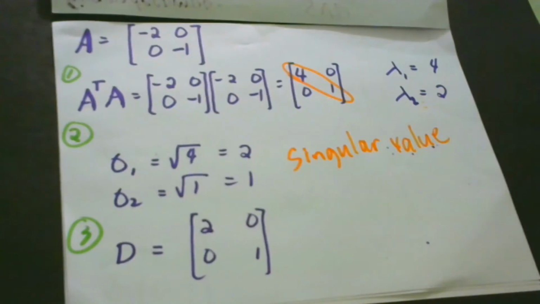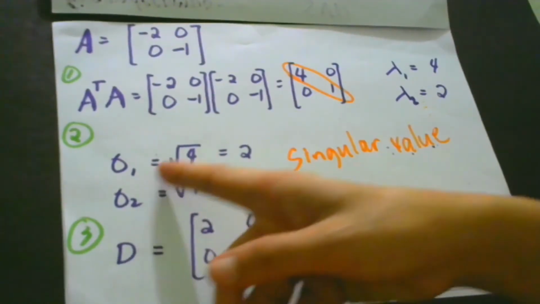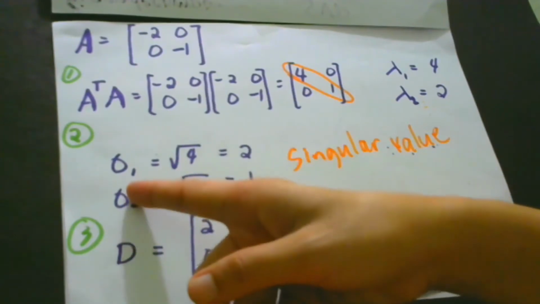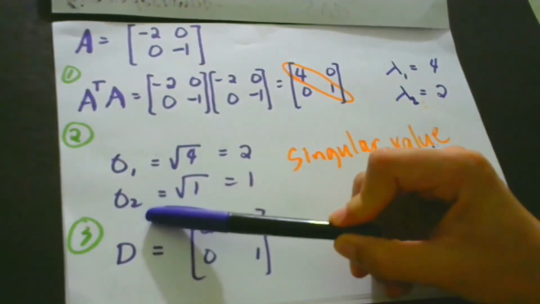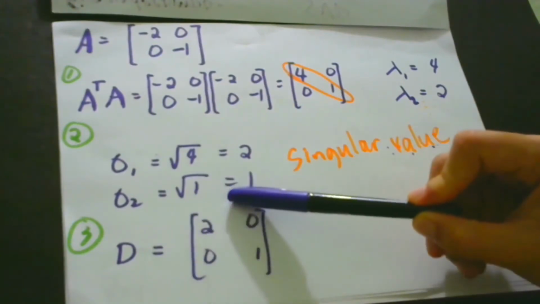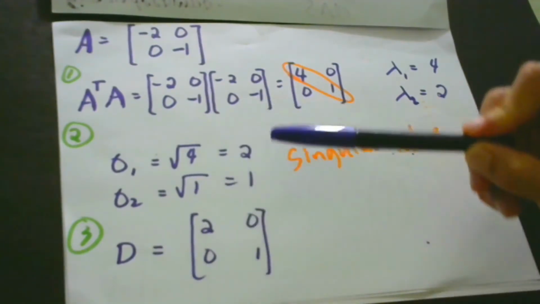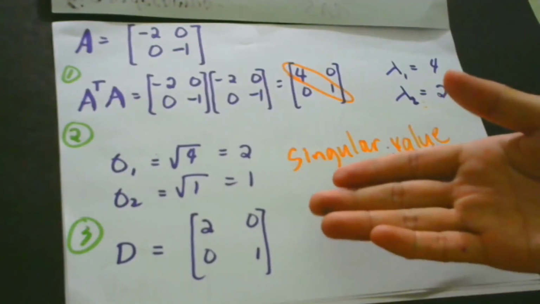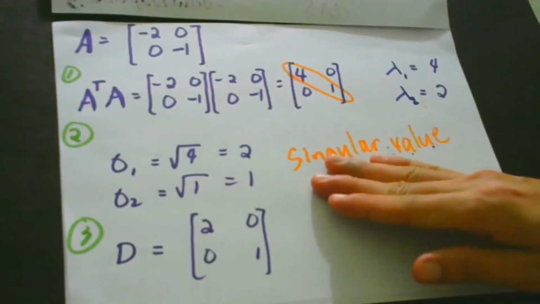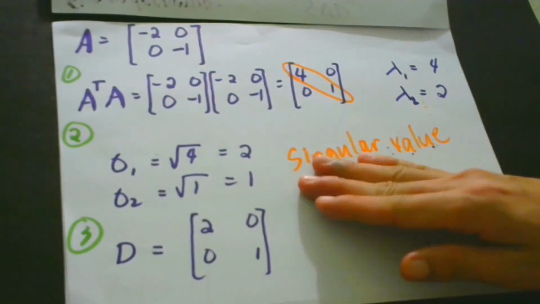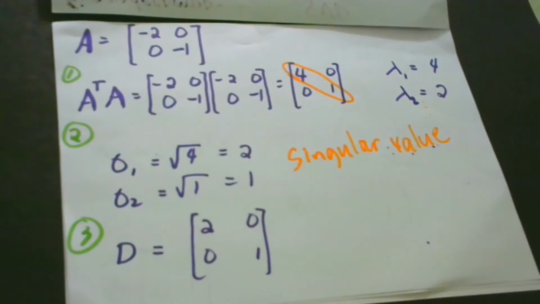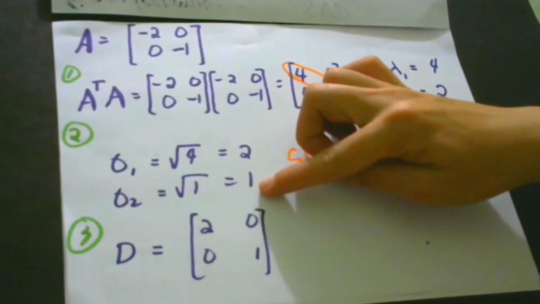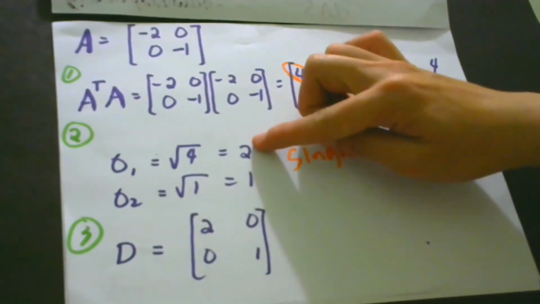Singular value number 1: square root of 4, of course it's 2. Singular value number 2: we have the square root of 1, and of course we know that the square root of 1 is 1. Take note that we always name the singular values in decreasing order. So we start with 2 and then 1, because 2 is higher than 1, and this is decreasing order.